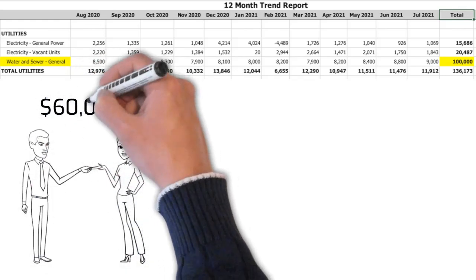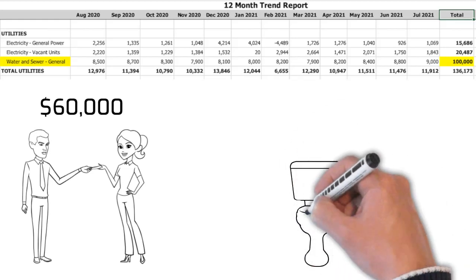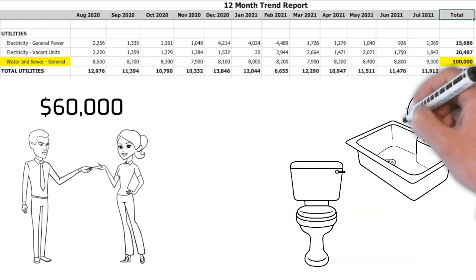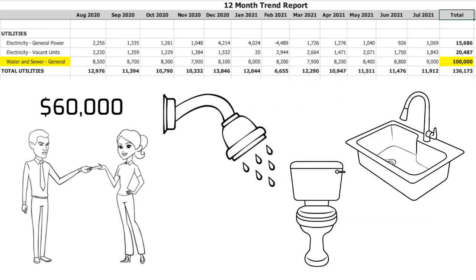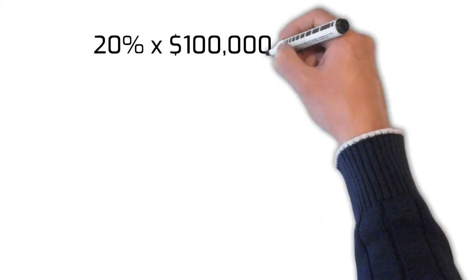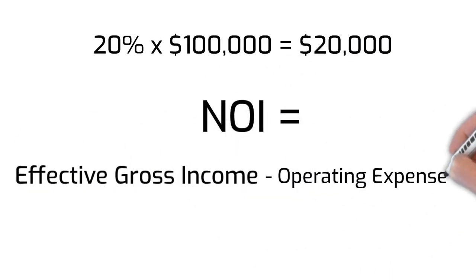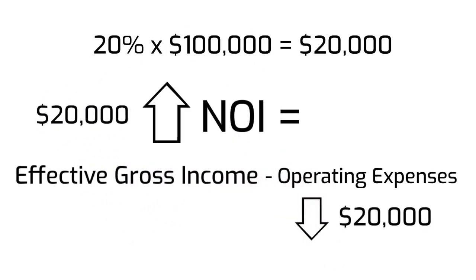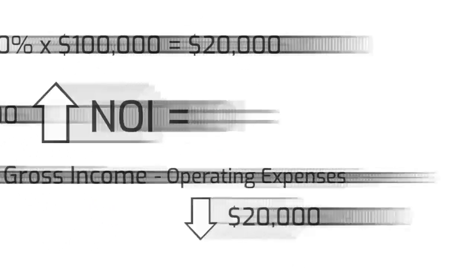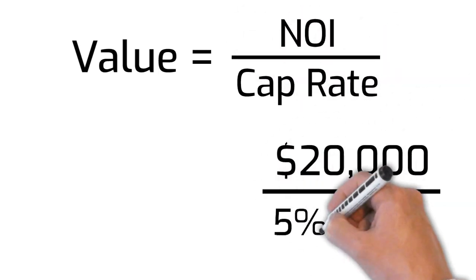What if we paid a water conservation company $60,000 to come in and change out every toilet and faucet to low flow with aerators as well as find hidden leaks? Even if we only decrease water consumption by 20%, that is $20,000 a year in expense savings, which translates to a $20,000 increase in NOI. At a 5% cap rate, that increases our property value by $400,000.